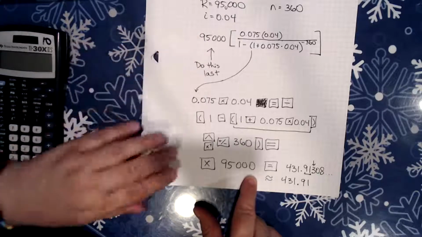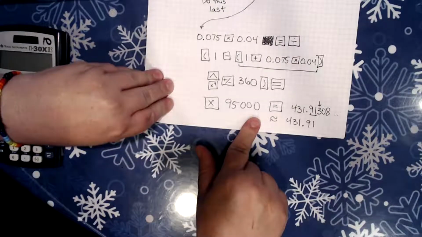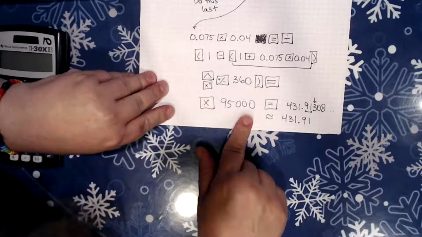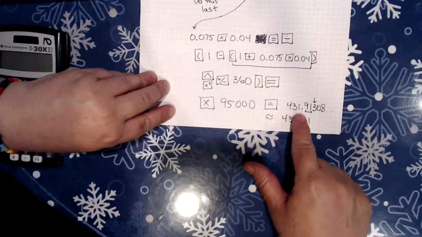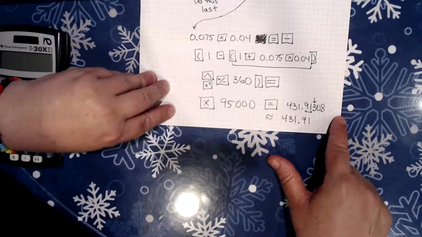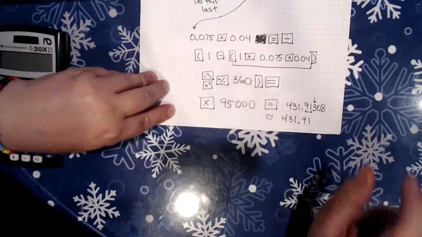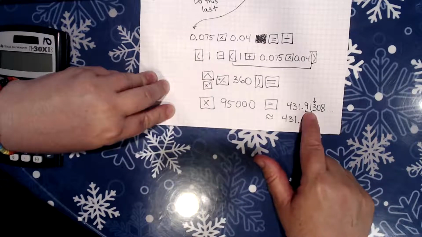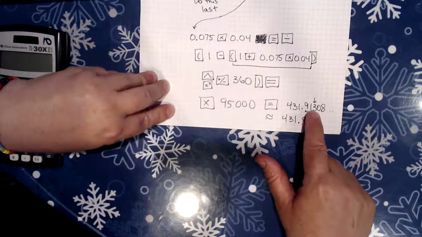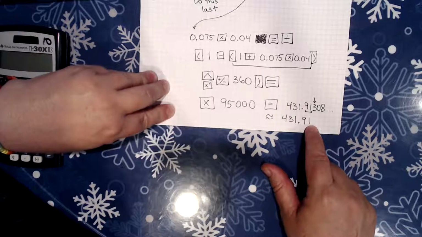When you actually do the multiplication, you're going to get 431 point and a bunch of digits. The problem, I believe, asks you to round to 2 decimal places. So I'm going to look at 91, those are my 2 decimal places. Then I look at the very next digit. That's 3. Since it's less than 5, I'm going to leave the 91 alone.